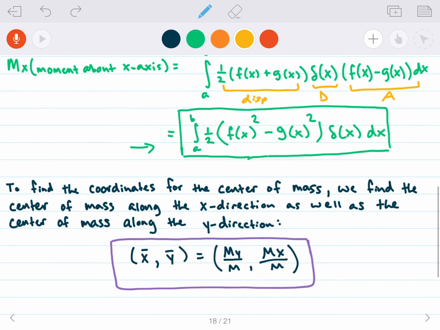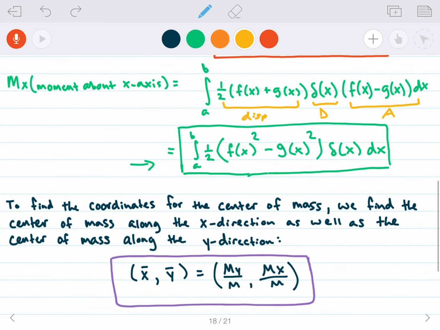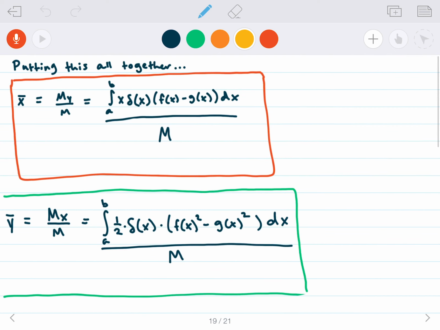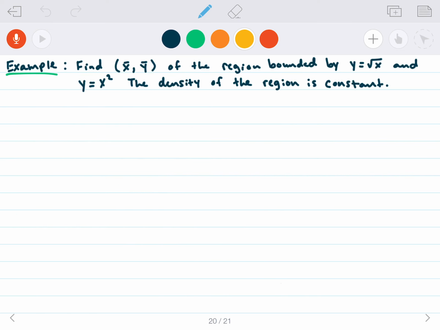I know it might be a little confusing, but I think you guys might get the hang of it once we do some examples. So let's just do that then. Putting this all together, we have our formulas for the x-coordinate of the center of mass and the y-coordinate of the center of mass. So let's go ahead and do some examples.